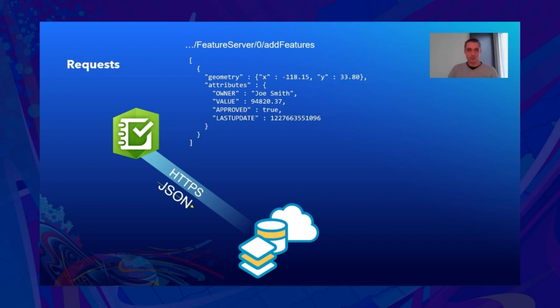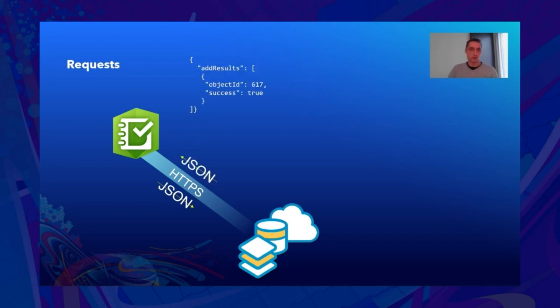And when the service processes this request, it responds with a result. And in this case, the result was successful, so it says success is true. This means that a new feature is added to the feature service.